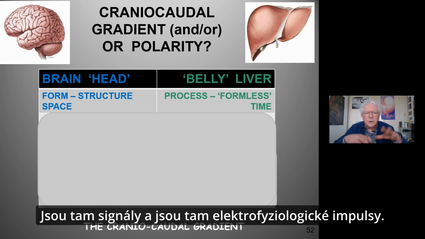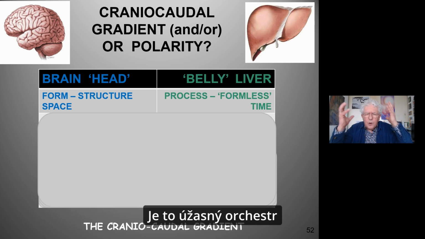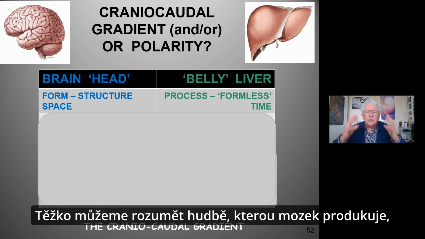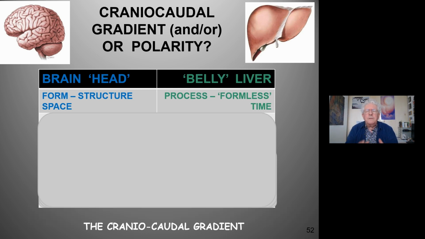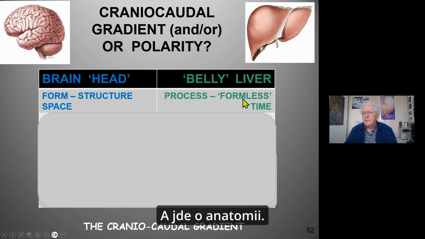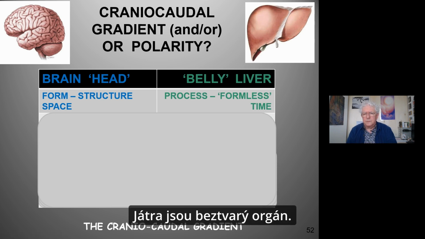There are signals and there are electrophysiological impulses. It's a magnificent orchestra of electrophysiological impulses. We can hardly understand the music that the brain is producing. But it's very complex, very complicated, and it's about anatomy. The liver not. The liver is a formless organ.